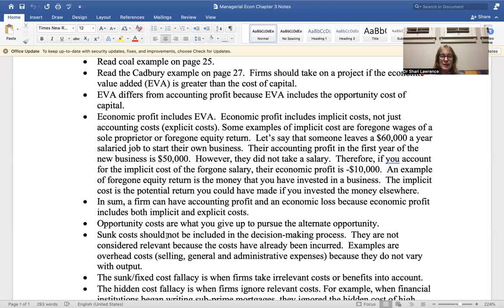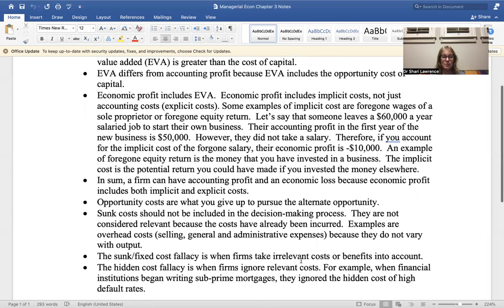So that's one example of a sunk cost, something that you've paid for in the past, a feasibility study, a survey, what have you. Also in the book, they mention an example of a sunk cost would be selling, general and administrative expenses. They don't vary with output. So if you're looking at how much you're potentially going to sell, you're going to have these selling, general and administrative expenses anyway. They're not going to vary with output, so they're considered to be a sunk cost.